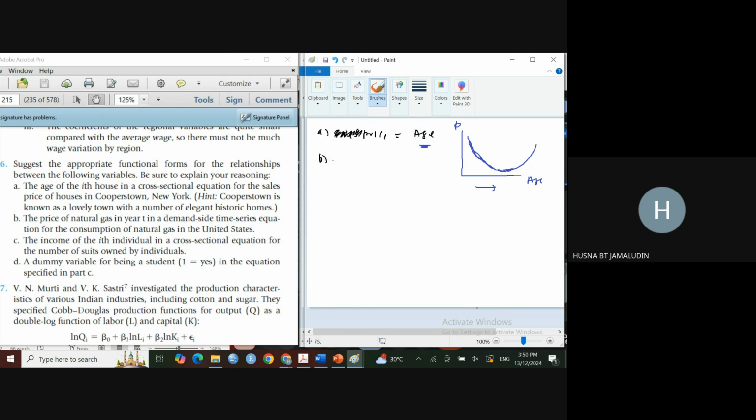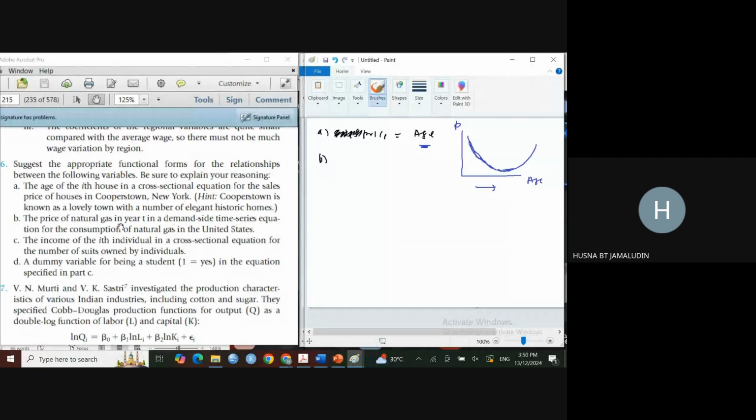Okay, B. The price of natural gas in year T. When you talk about cross-section, this is year T. When you talk about time series, normally we're going to use log. Okay, it's a time series. The price of natural gas in year T, on the demand side. Demand side is a log.